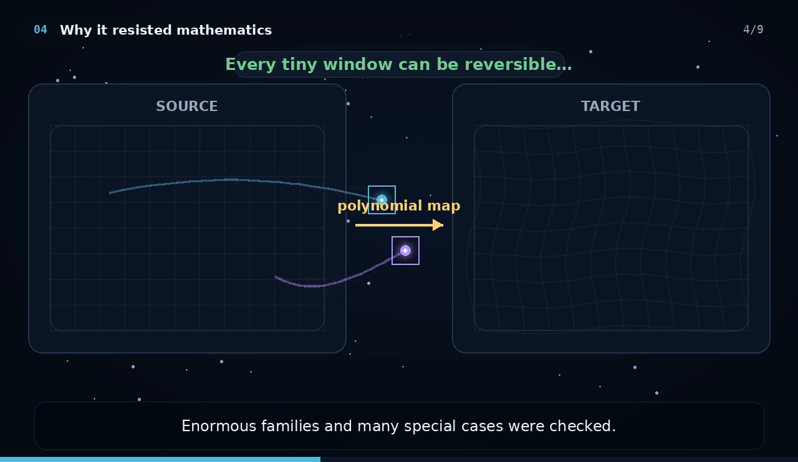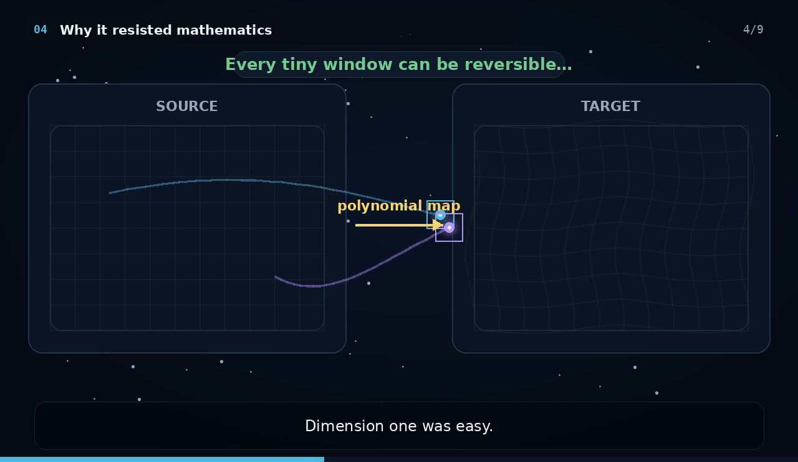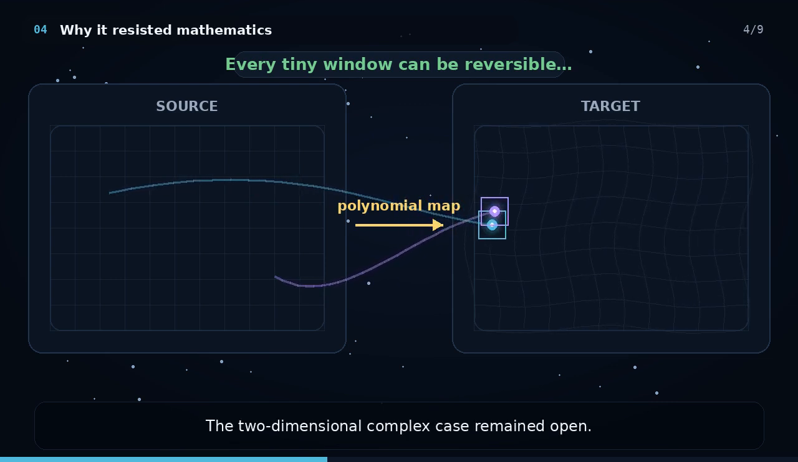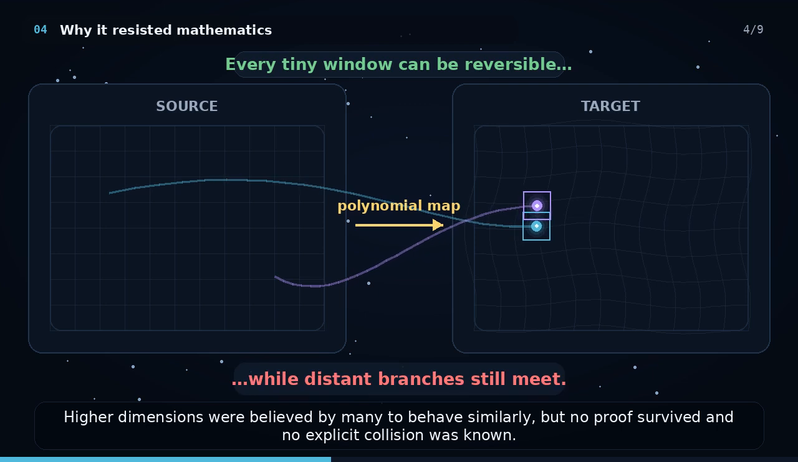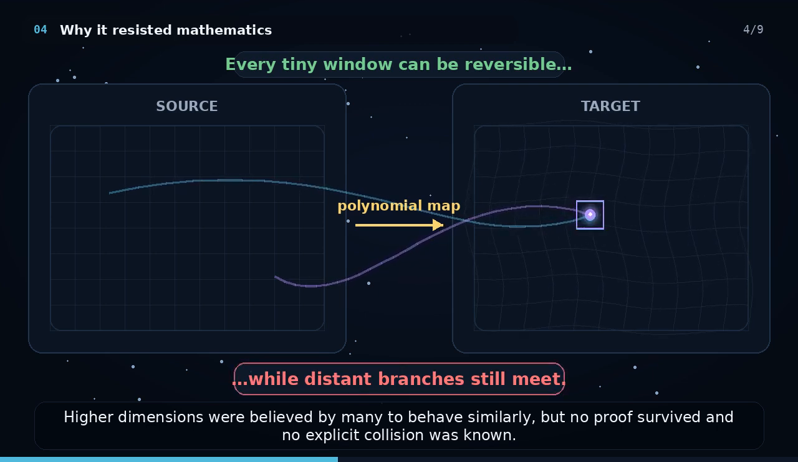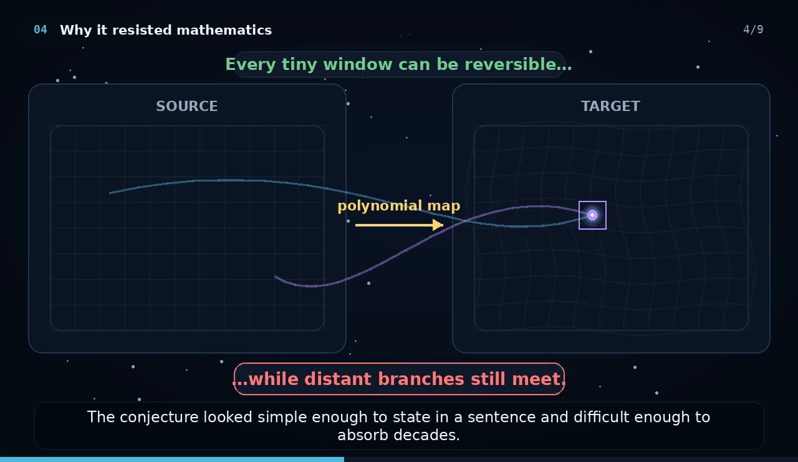Enormous families and many special cases were checked. Dimension 1 was easy. The 2-dimensional complex case remained open. Higher dimensions were believed by many to behave similarly, but no proof survived and no explicit collision was known. The conjecture looked simple enough to state in a sentence and difficult enough to absorb decades.